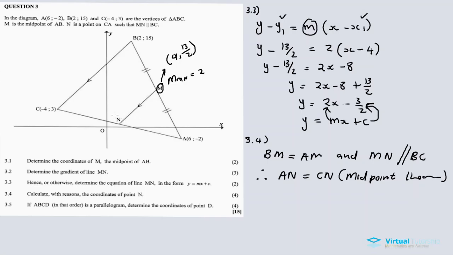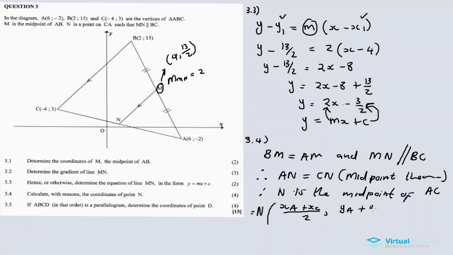So therefore it means N is the midpoint of AC. Therefore the coordinates of N are calculated as XA plus XC divided by 2, YA plus YC divided by 2. This is equal to the coordinates of N.